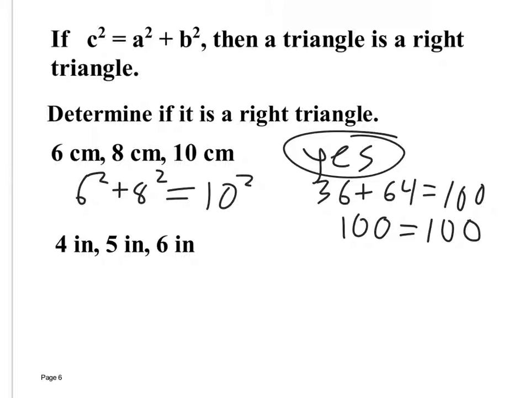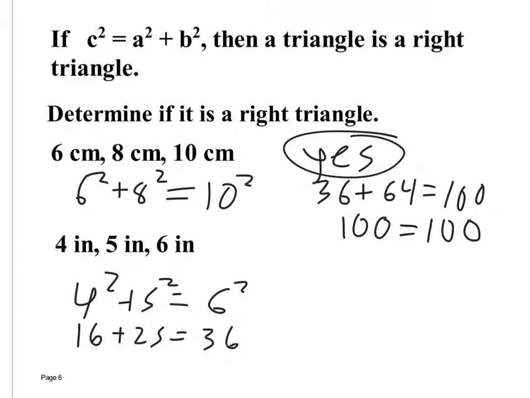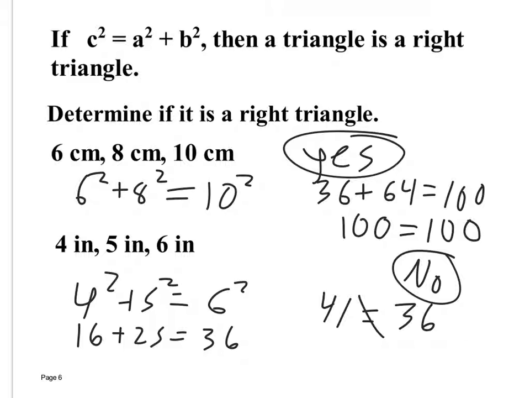Go. Whoa. 4 inches, 5 inches, 6 inches. If I do 4 squared plus 5 squared, I set it equal to 6 squared. I get 16 plus 25 is equal to 36. 16 plus 25, however, is 41. Is 41 equal to 36? No. So my answer is no, this is not a right triangle. Okay? Good. Any questions? All right, here's your homework for today.